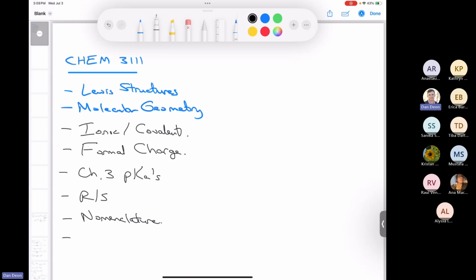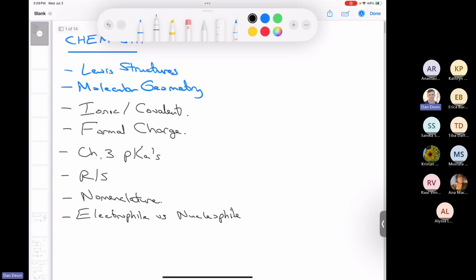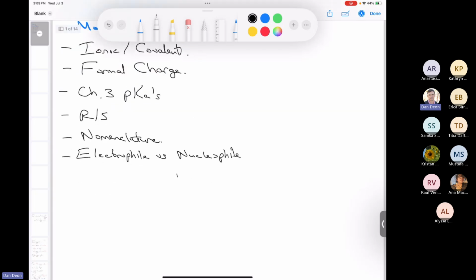I'd make sure that you understand electrophile versus nucleophile. Let's say I gave you two nucleophiles. Could you tell me which one is a stronger nucleophile? If I said hydroxide versus hydrosulfide, which one is a stronger nucleophile? Well, the hydrosulfide is a stronger nucleophile, right? Because it's more polarizable. It's a bigger atom. Sulfur is bigger than oxygen. It's in the third period.